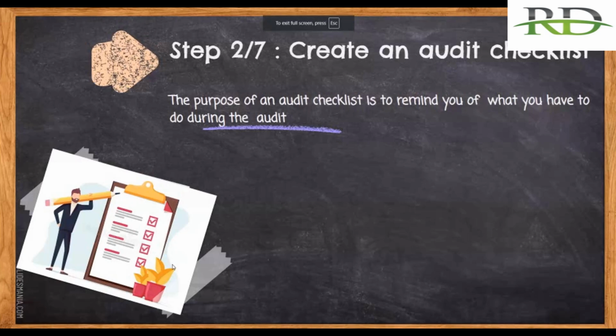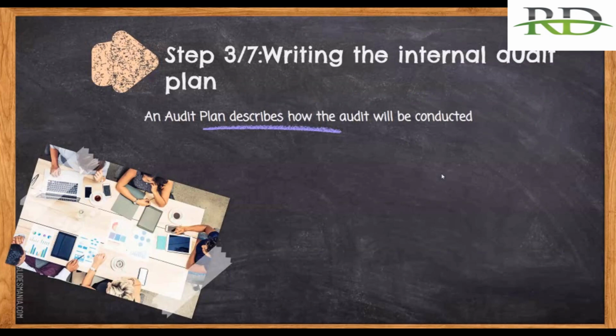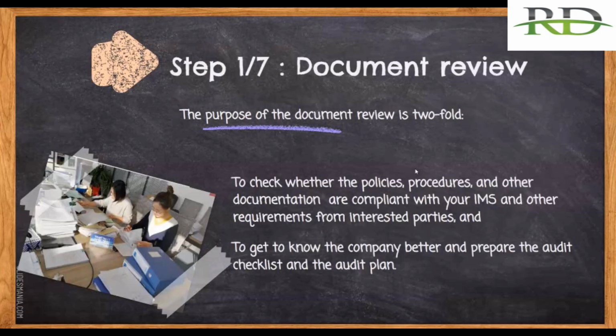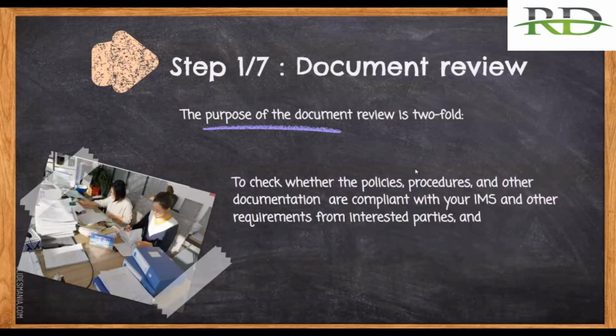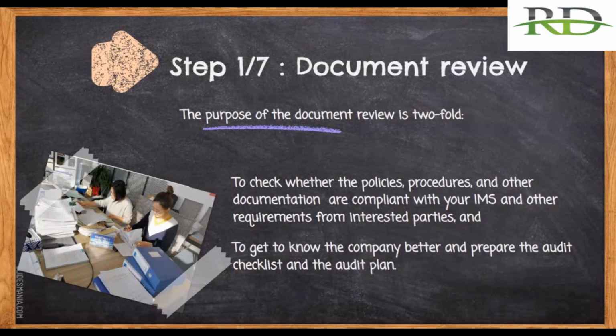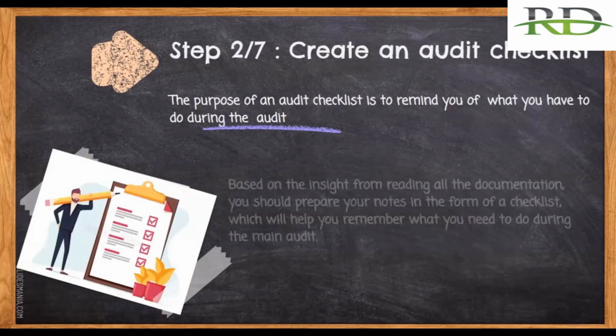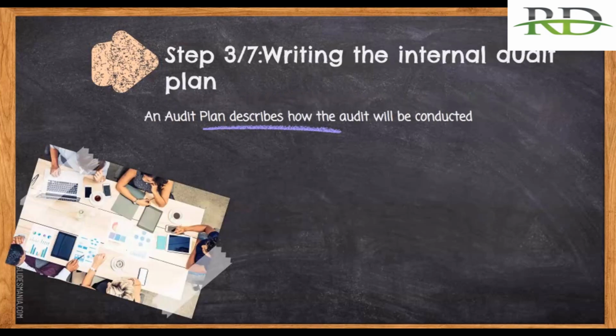After creating an audit checklist, now what do you need to do? You now have to record and communicate to the auditees. You now have to write an audit plan. An audit plan, ladies and gentlemen, is basically a summary for step number 1 and step number 2. In this summary, you are describing how the audit is going to be conducted. That is what an audit plan is.